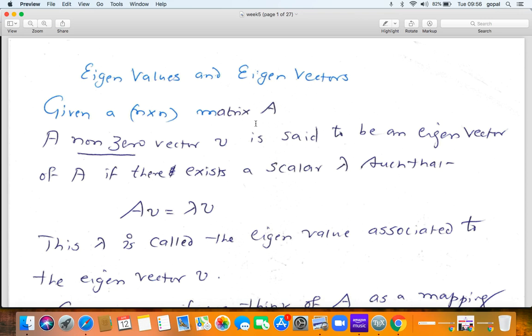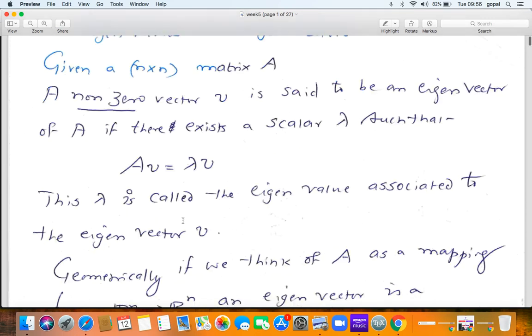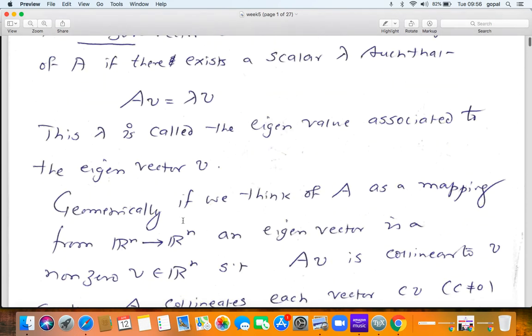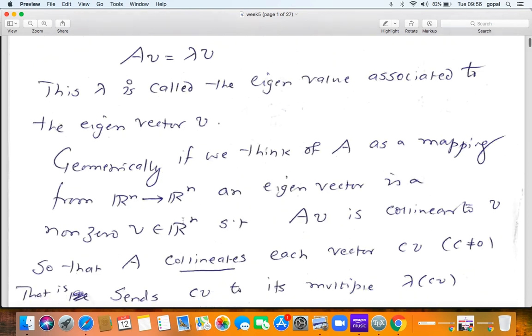Given an n cross n matrix A, a square matrix, a non-zero vector v is said to be an eigenvector of A if there exists a scalar lambda such that Av equals lambda v. And lambda is called the eigenvalue associated to the eigenvector v.